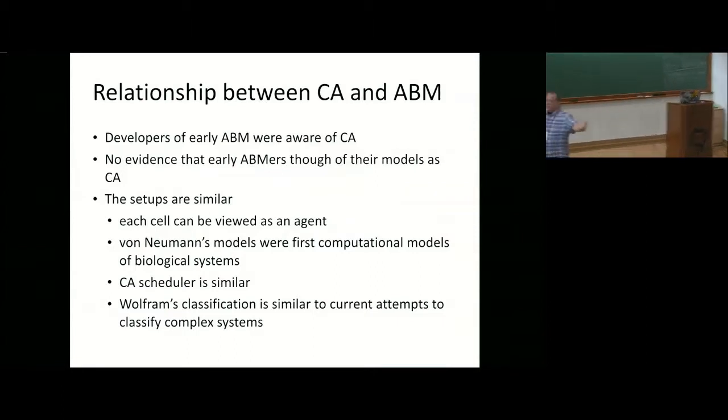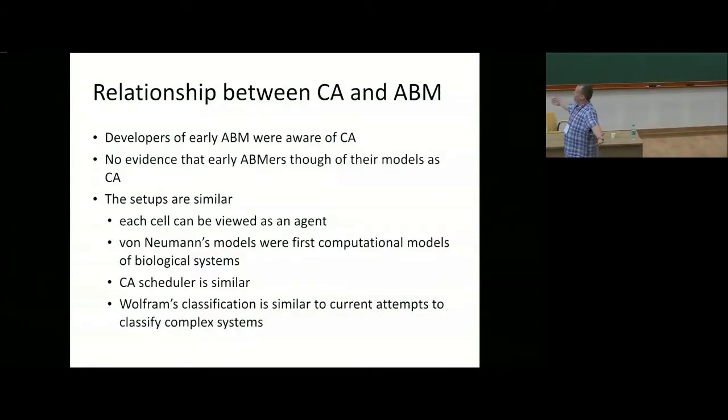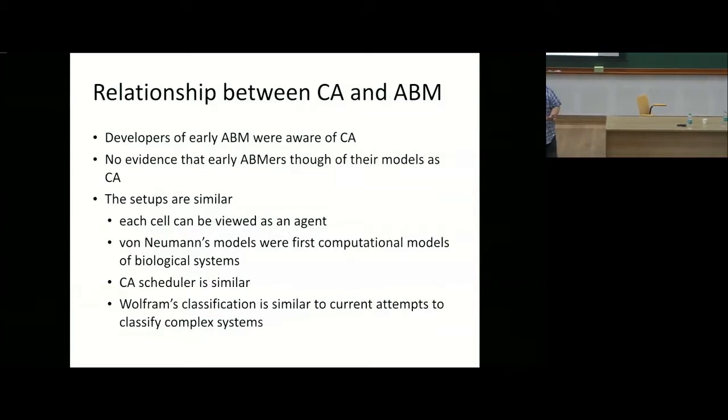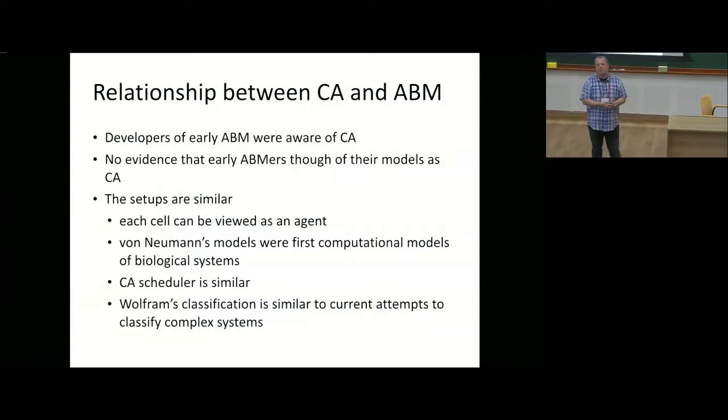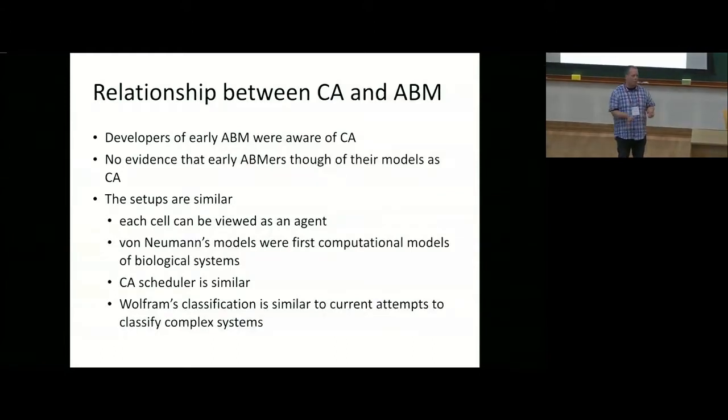So what is the relationship between cellular automata and agent-based modeling? Most people seem to think, if they learn about these two independently of each other, that agent-based modeling grew out of cellular automata, that one of them gave rise to the other, that people were playing around with cellular automata and were like, oh, what if the agents could move, right? And then that's where we got agent-based modeling from.